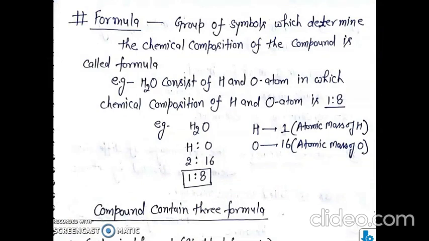The next topic is formula. A group of symbols which determine the chemical composition of the compound is called formula. For example, H2O. H2O consists of hydrogen and oxygen atoms, in which the chemical composition of hydrogen and oxygen is 1:8. Here the atomic mass of one hydrogen atom is 1 and the atomic mass of one oxygen atom is 16.